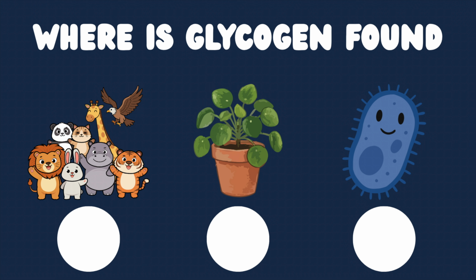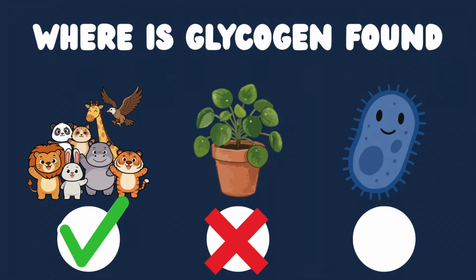So where is glycogen found? We know it's in animals, primarily the liver and muscles are the main storage sites. We know it is not in plants because plants use starch as their main storage carbohydrate instead of glycogen. Glycogen is also found in bacteria because, like animals, bacteria use glycogen as short-term stored fuel sources.